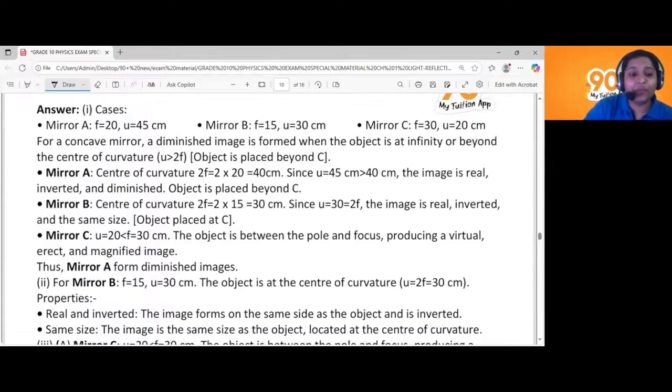And mirror B, what is the condition? Mirror B, the object is placed at C. It is going to form an image of the same size as that of the object. Mirror C, object is placed between the pole and focus. A virtual, erect and magnified or enlarged image will be formed. Okay. So diminished image is mirror A.